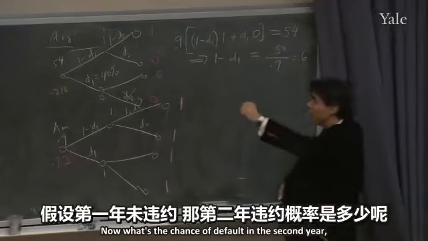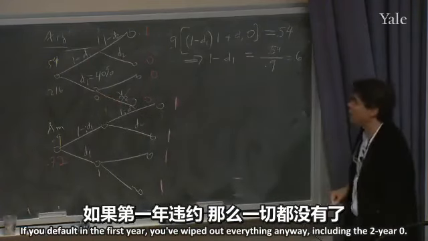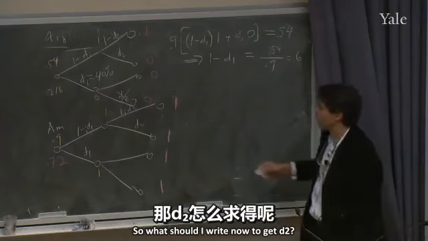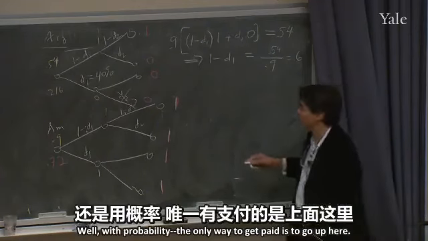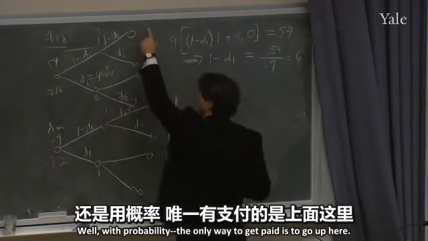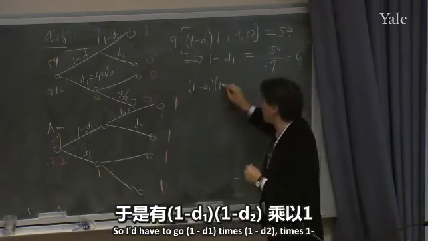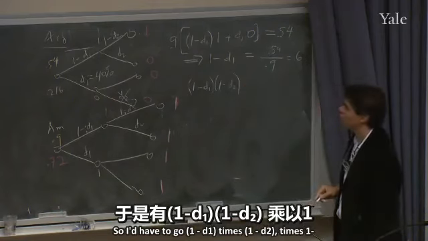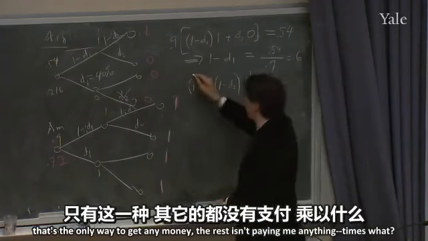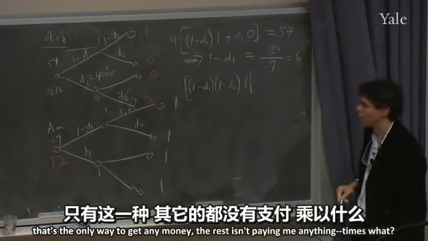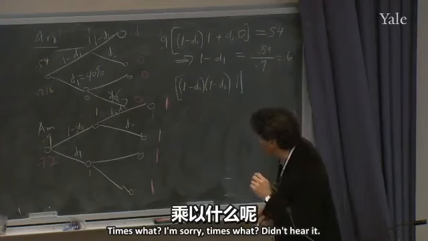Now what's the chance of default in the second year, assuming you haven't defaulted already in the first year? If you defaulted in the first year, you've wiped out everything anyway, including the 2-year zero. So what should I write now to get D2? Well, the only way to get paid is to go up here. So I'd have to go 1 minus D1 times 1 minus D2 times 1. That's the only way to get any money. The rest isn't paying me anything. Times what?